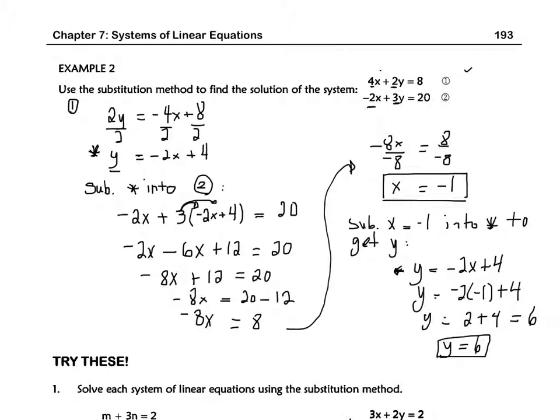And then if I plug the negative 1 in for x in the second equation, I get negative 2 times a negative 1 would be positive 2. Plus 3 times 6 is 18, so 2 plus 18 is 20, so it works in the second equation. So I know my answer is correct because it works in both equations, which means it will be a solution to the system.